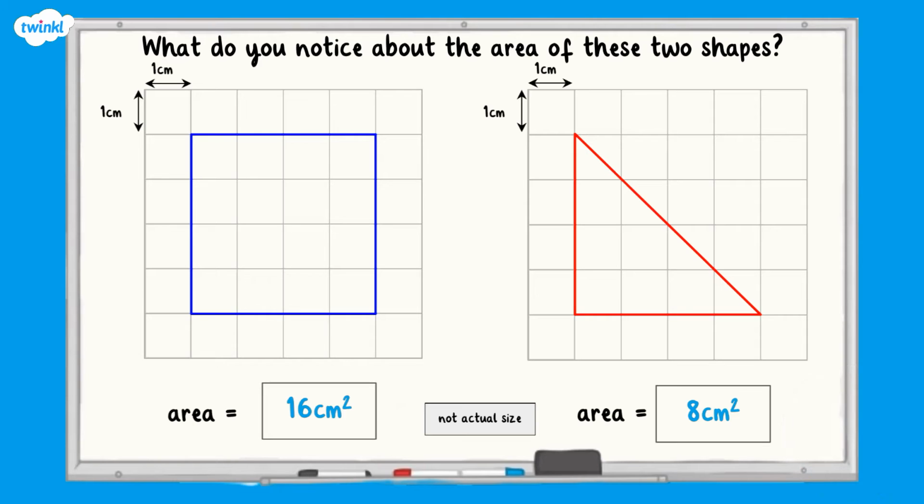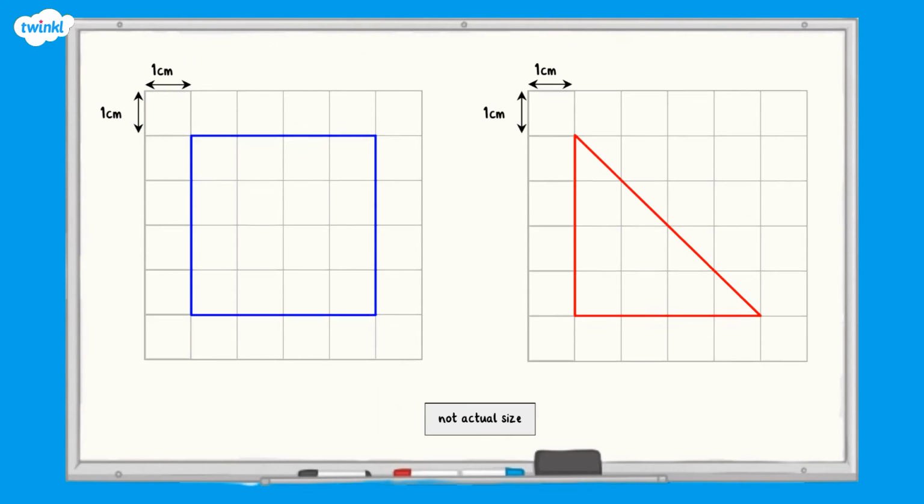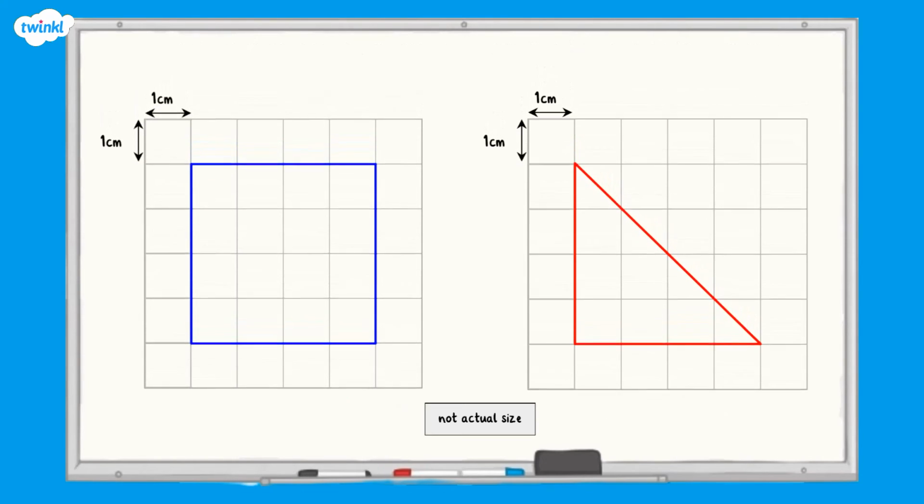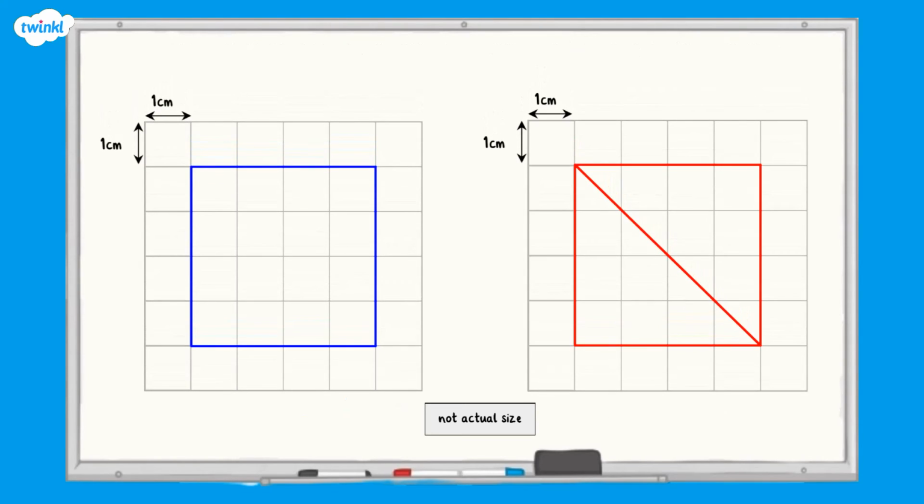The area of the rectangle is 16 centimetres squared. The area of the triangle is 8 centimetres squared, which is half of the area of the rectangle. If we put 2 identical triangles together, we can see that they have the same area as the rectangle. Do you think this is always true? Make sure to watch our area of a right-angled triangle video to find out more.